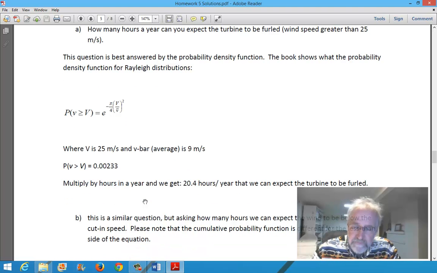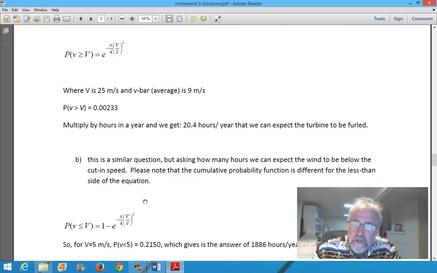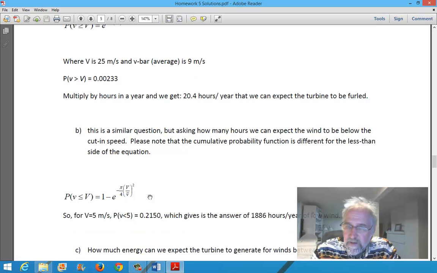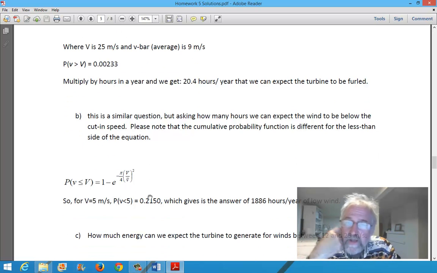I guarantee you, particularly for a newer turbine, it's going to spend a lot more than a day out of service when you're messing around with it, trying to get it up and running and get everything dialed in the way we want it. So the similar question asks the other end of it: how many hours can we expect it to not be operating because the wind's too low? So what's the probability the velocity of the wind is less than, in this case, 5 meters per second, which is the cut-in speed? And it's important to note these cumulative density functions.